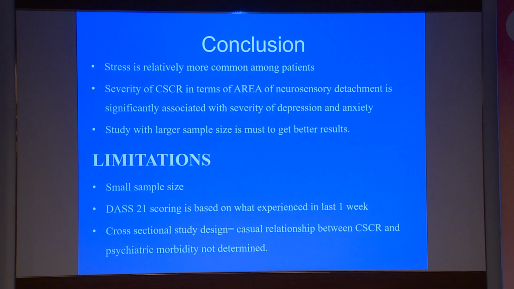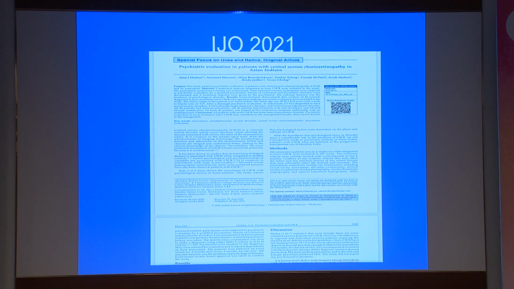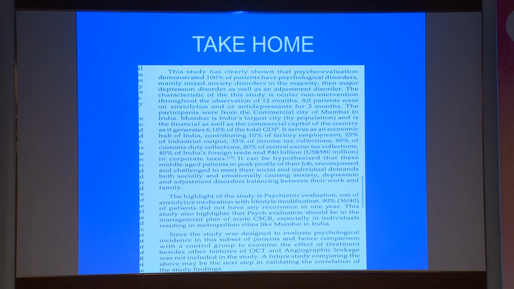So the conclusion which I drew from this small study is that stress is relatively more common among patients. The degree of severity of CSCR in the area of neurosensory detachment is significantly associated with the severity of depression and anxiety, but we require further study with a larger sample and a prospective trial to have a better outline of this, because our sample size was relatively small. This is a publication which I had on the same study, which was published in IJO.